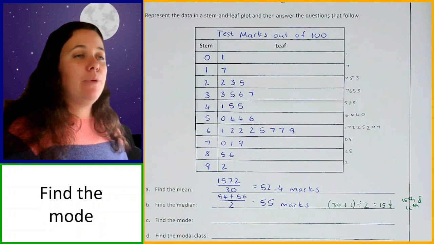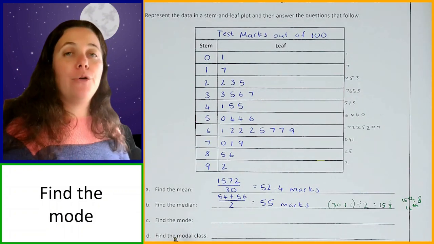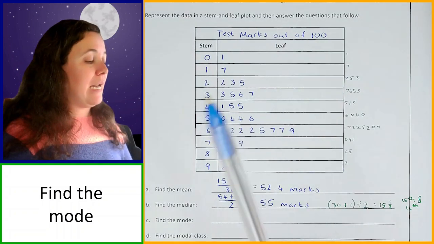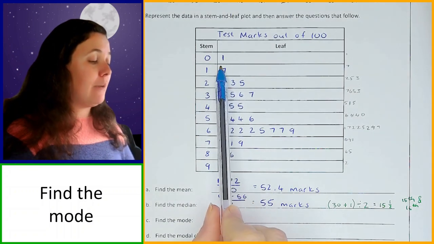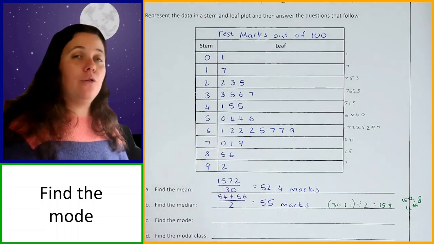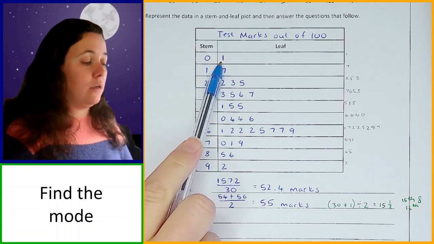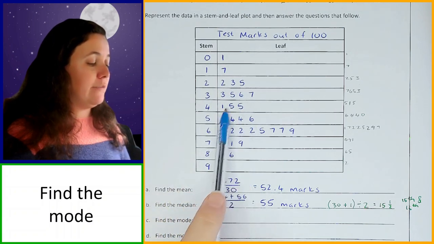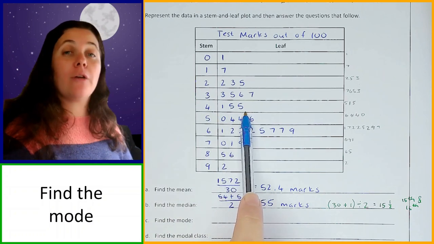Then the next thing we need to do is find the mode. Now remember, the mode is the value that appears most frequently, or that has the highest frequency. So I'm going to be looking for any value that I have the most of. I only have one there. There's only one there. Here, they are all individual. Those are all individual. Here, I've got two fives next to each other. So these are both 45. So I've got two 45s.